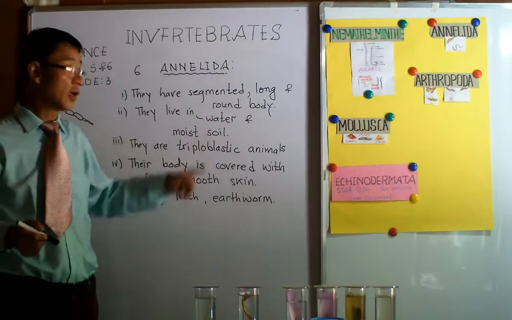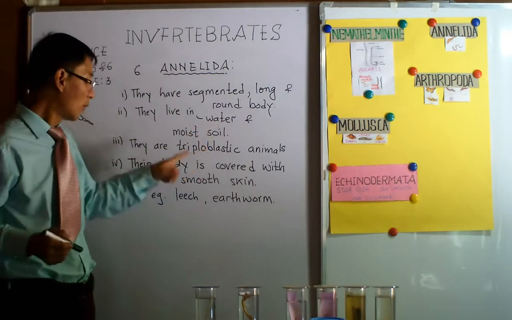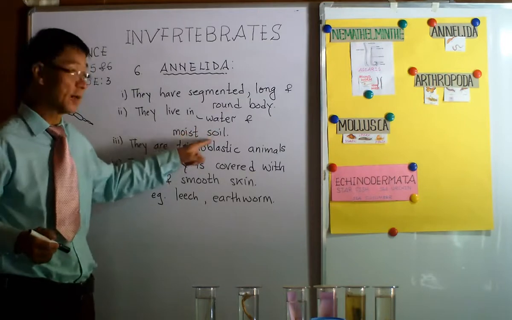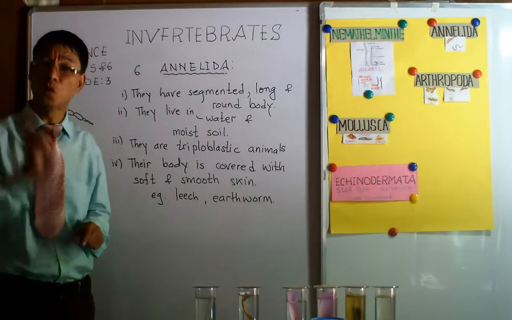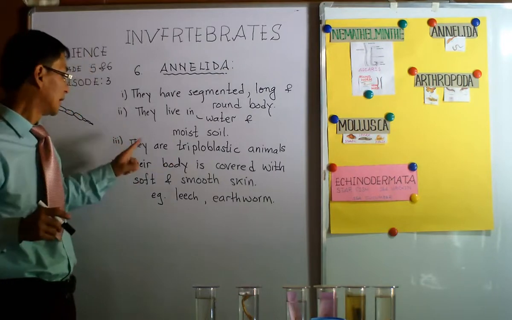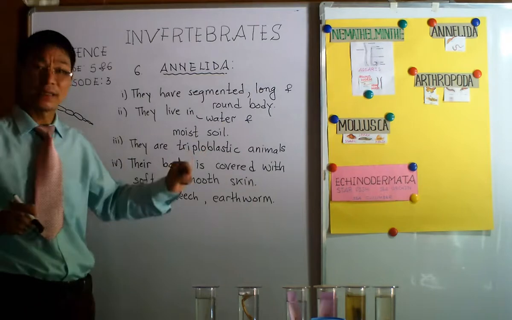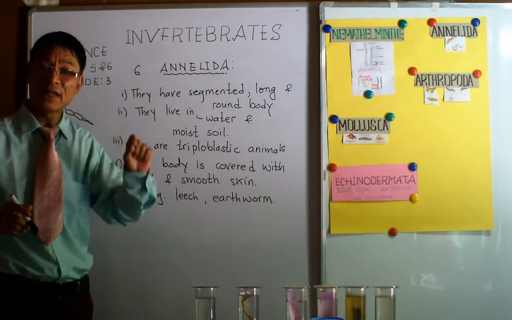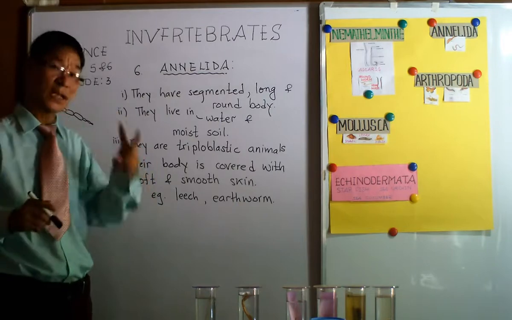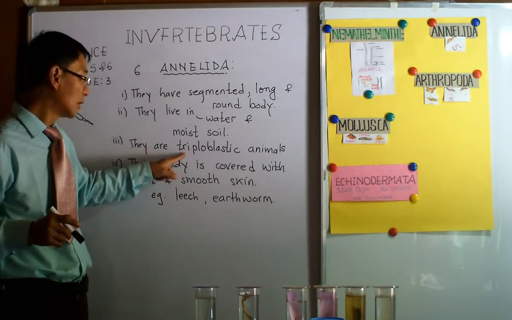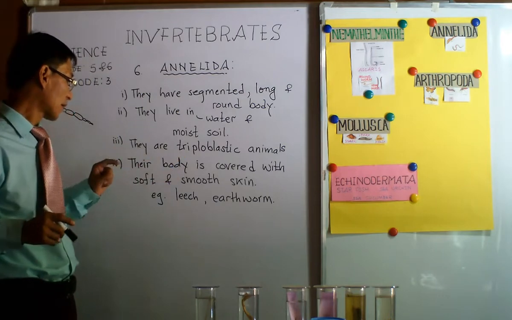You must have seen earthworm. Earthworm is mostly found in soil. What kind of soil? Moist soil. There should be water. If there is no water, then they cannot survive. They are triploblastic animals. Means their body is made up of three layers. How many layers? Three layers. I've told you about triploblastic animals.